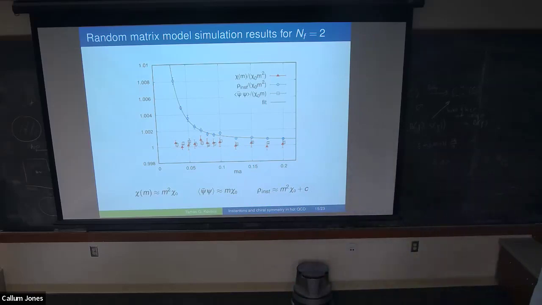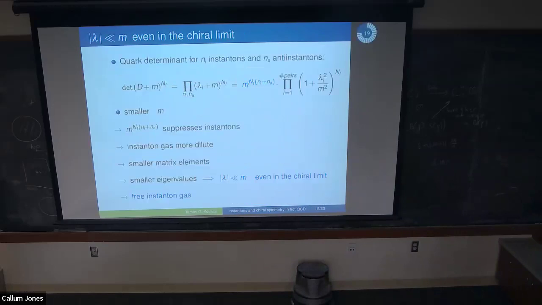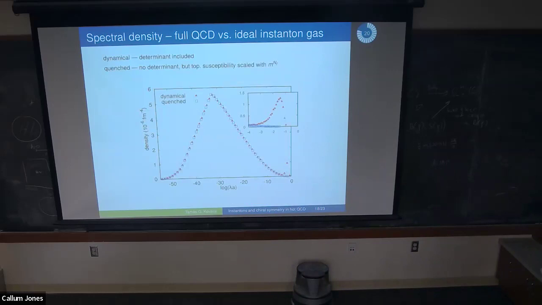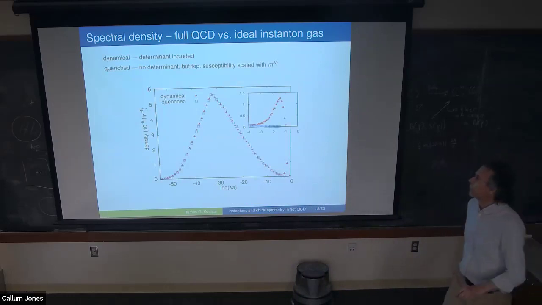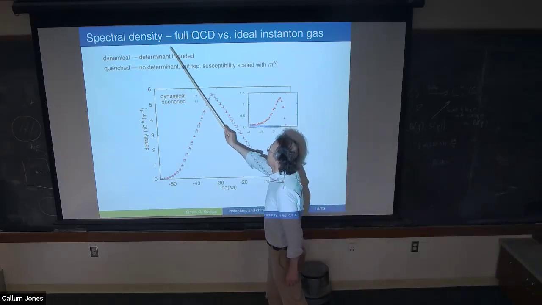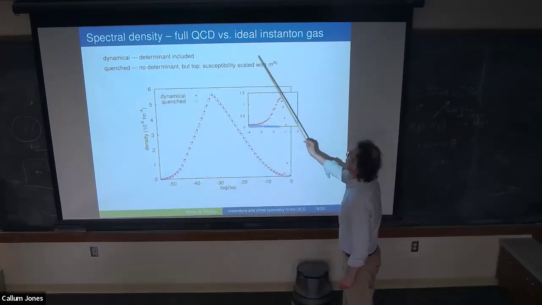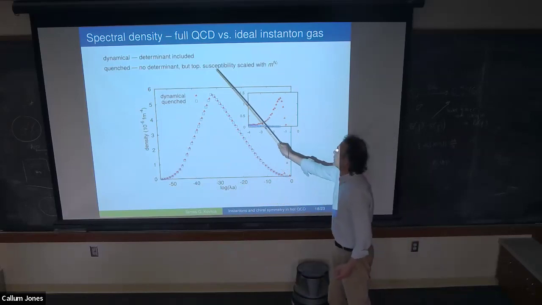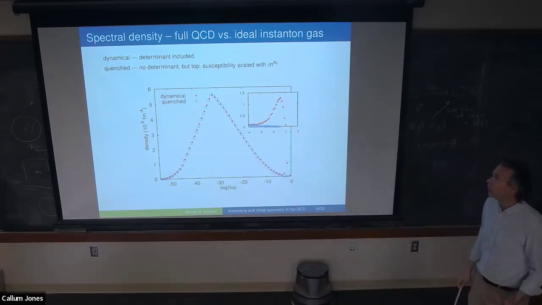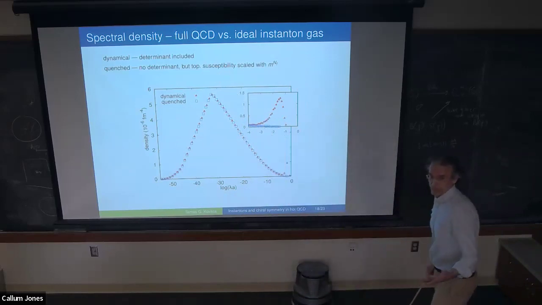So I could stop the story here, but let's do another check just to make sure that it is really a free instanton gas. And the check is the following. I do two simulations in the model. One is a dynamical simulation with the determinant included, and one is quenched, without the determinant, but scaling down the topological susceptibility, the density of instantons, by m to the power n_f. And if my proposal in the previous slide is true, then the spectral densities should agree, right? Because that's what I told you.